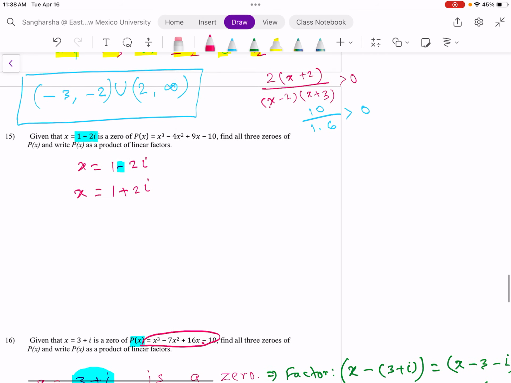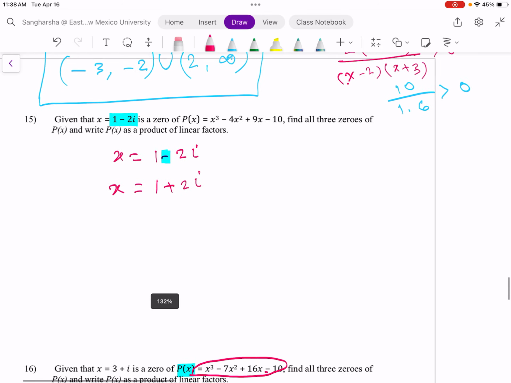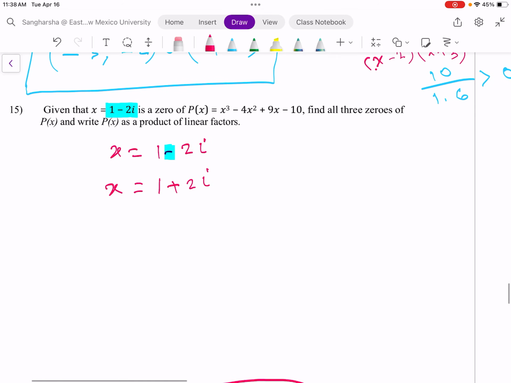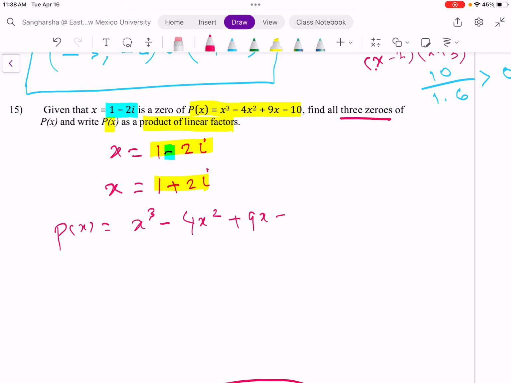Now let's do this example 15. Okay, so we need to find the 3 zeros. We already have 2 zeros, so we have this one and this one, right? And we need to write our p of x as a product of the factors. Okay, now let's find the zeros for this function. One more 0 for this function. Okay, this is our polynomial function. P of x equals x cubed minus 4x squared plus 9x minus 10.